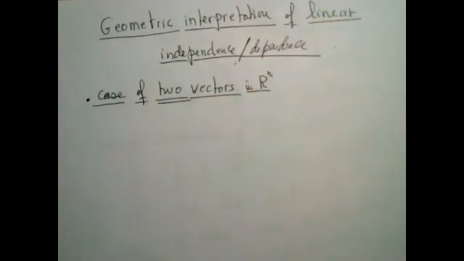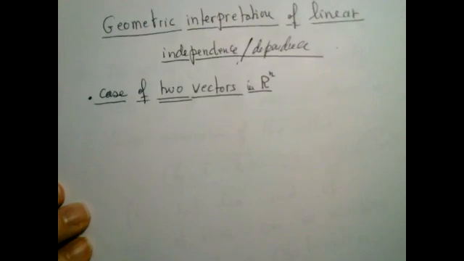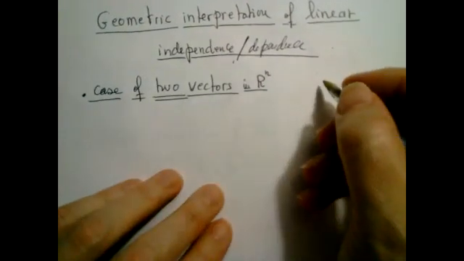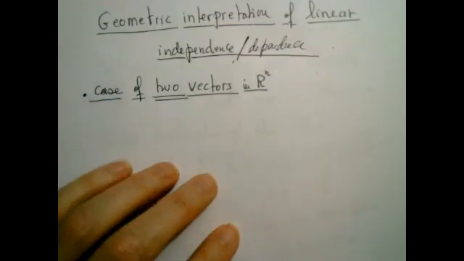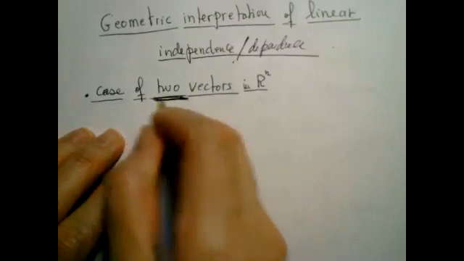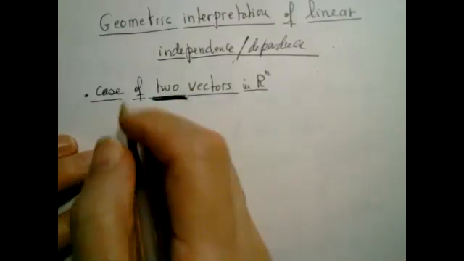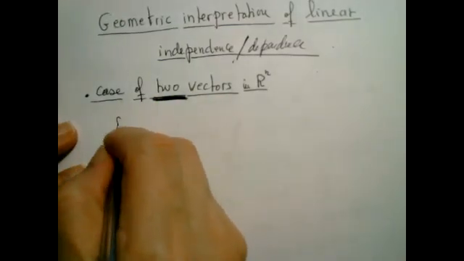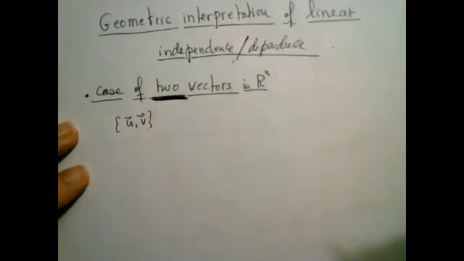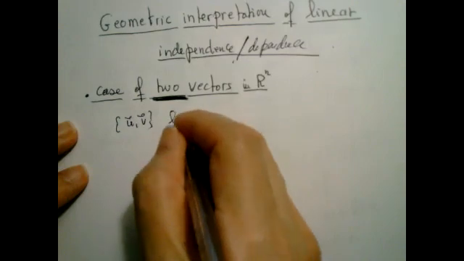Okay. Let me take two vectors. In R2, it means they have two entries. In R3, they have three entries. What does it mean for two vectors to be dependent? Okay, so suppose you have two vectors, U and V. So we have a vector U. What does it mean, linearly dependent?